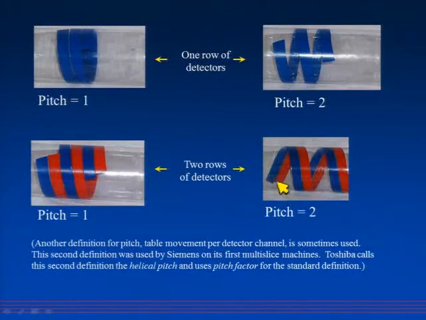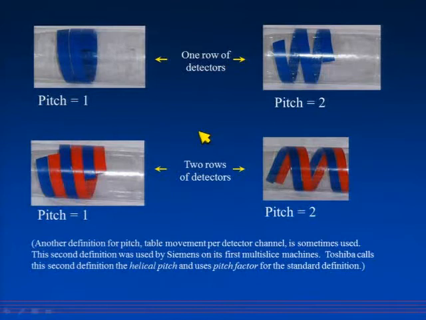Interestingly, if you looked at the actual mathematical shape of the helix, pitch 2 here looks like pitch 1 here in terms of the shape of the helix. Now, this is pretty much universally the definition of pitch. However, there's a legacy: some of the early Siemens, with their first multi-slice, used the definition that instead of dividing by the beam width, you divide by the slice width, so you get bigger numbers. Toshiba today still uses both.